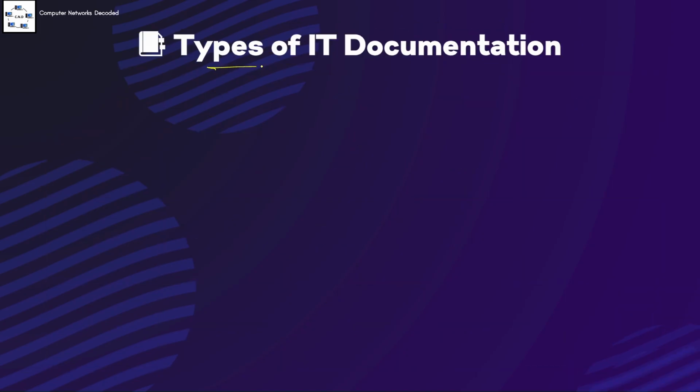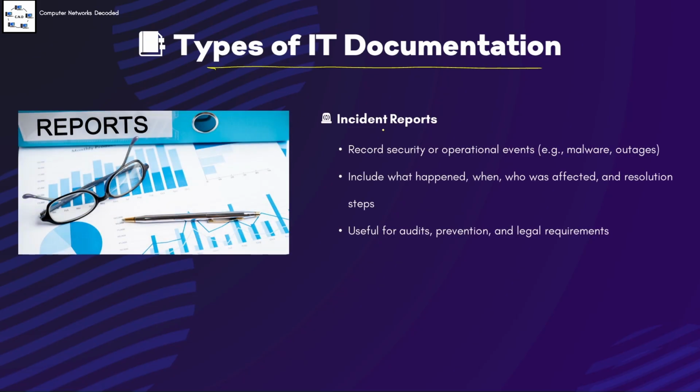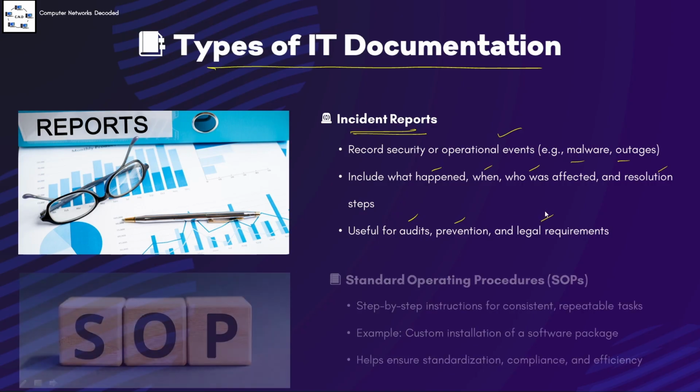So the next topic is the types of IT documentation, and the first documentation type is incident reports. These documents basically record security or operational events, for example, malware and outages. These documents include what happened, when the incident happened, which users were affected, and what steps were taken to resolve the incident. These reports are useful for audits, prevention of future incidents, and for legal requirements.